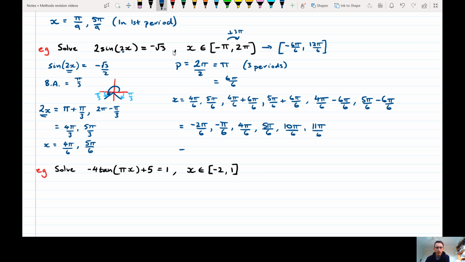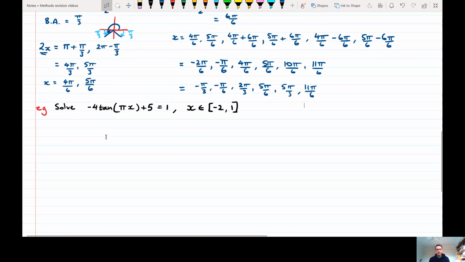And then to finish it all off, we're going to end up with negative pi on 3. We always must simplify our fractions. 4 and 6 cancel out to 2 pi on 3. And 10 and 6 cancel, so you get 5 pi on 3. And there are our solutions.